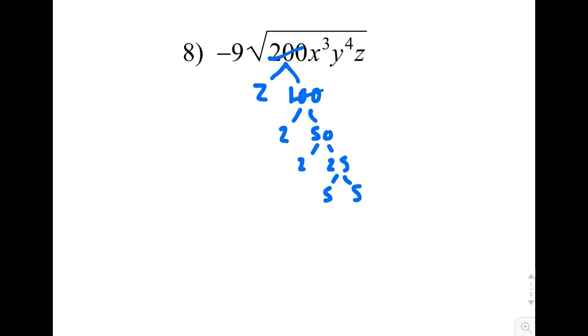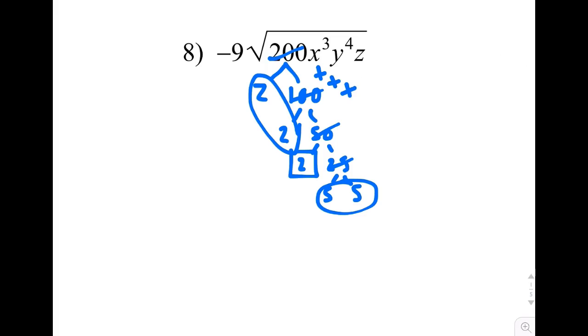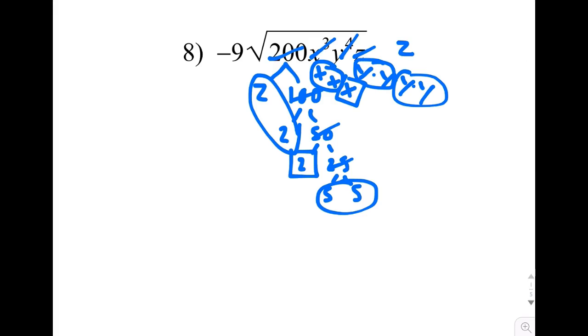So I broke that down, that down, that down, that down. And when I look for my pairings, I see a 2 squared, a 5 squared, and a leftover 2. I have my x times x times x, so again an x squared and a leftover x. I have y times y times y times y, there's 4 of those. So a pair of y's, another pair of y's. And then I just have a z by itself. The z is to the 1 power, so that's just a leftover z.